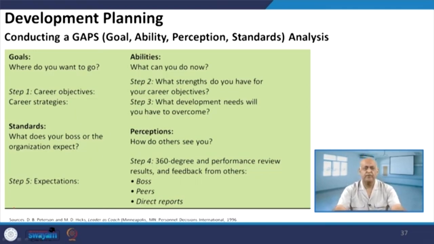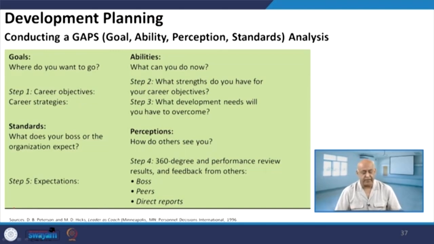So, when we want to design a goal, there is a very useful slide. Where do you want to go? Right. So in that case, what can you do now? That is the abilities. And here you also have to understand what my career objectives are. This career objective will be related to my abilities, and if it is matching, dear friends, then people do excellently.